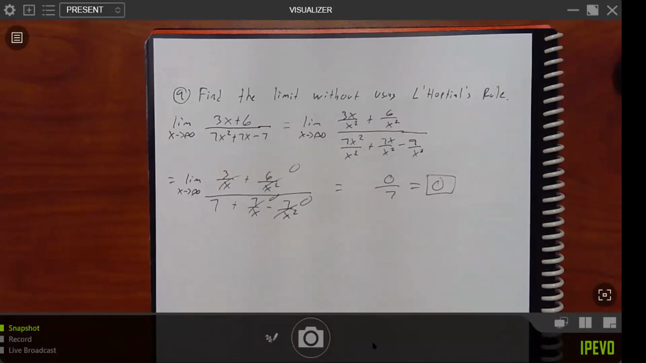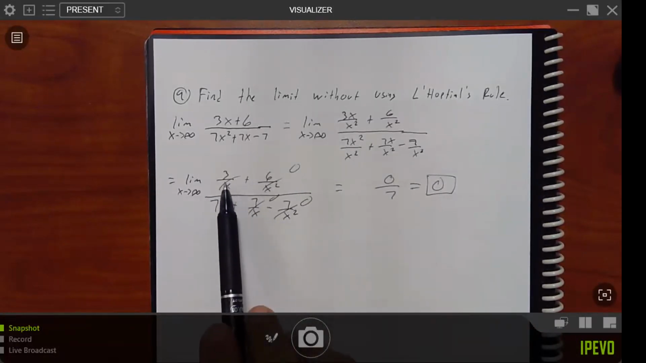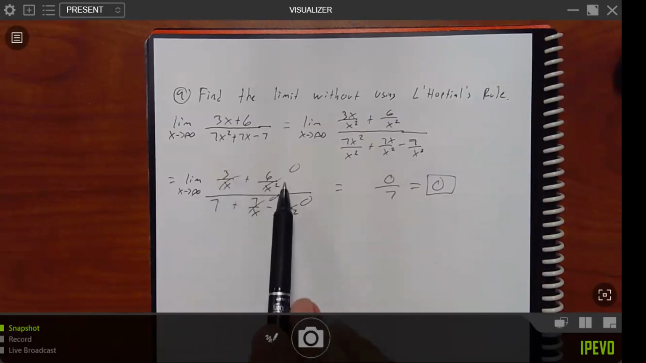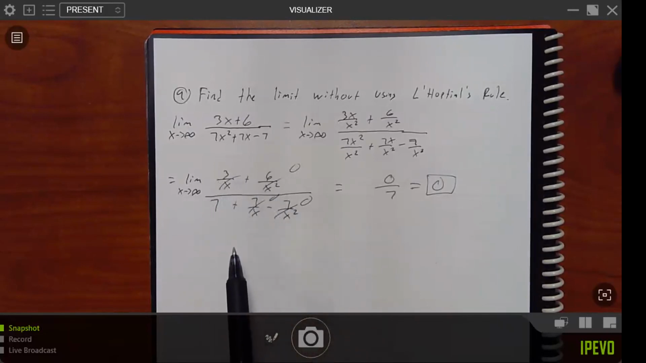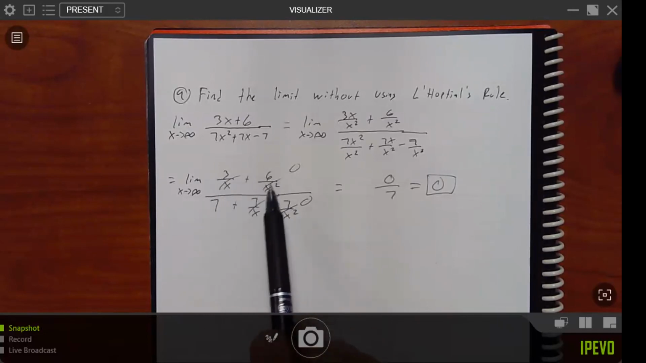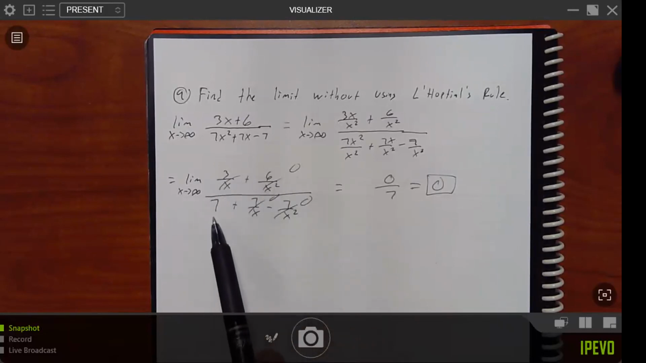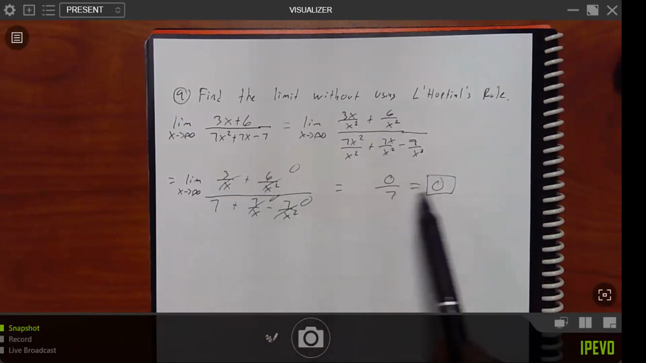Any questions on number 9? Why do all the x values turn to 0? Because x is going to infinity, so this becomes an infinitely small fraction. Oh, okay. So they all go to 0. The only one that's left is that 7. The 0 over 7 is 0.